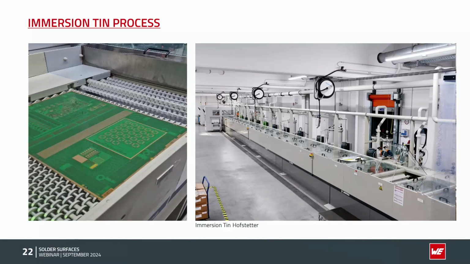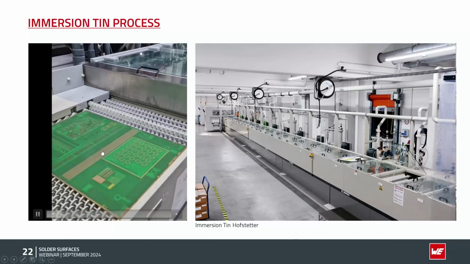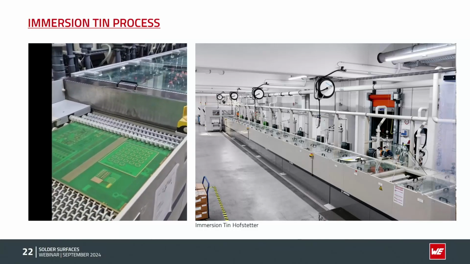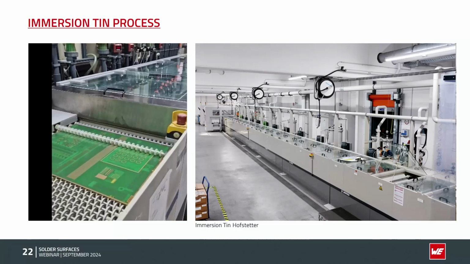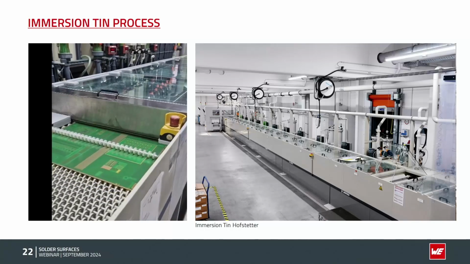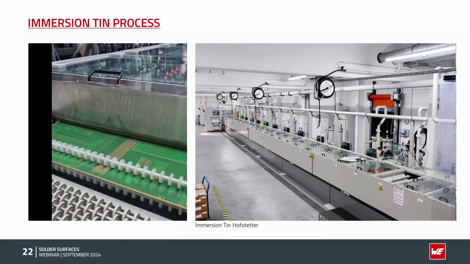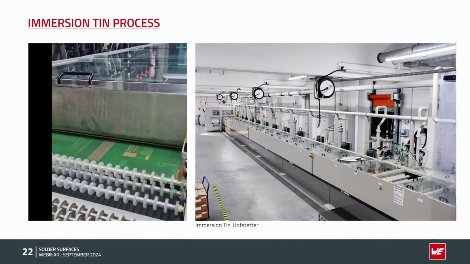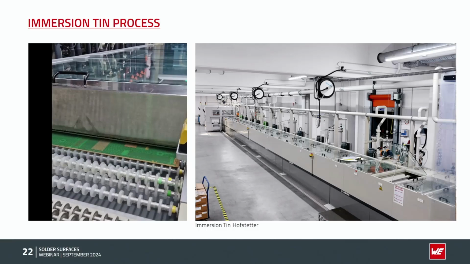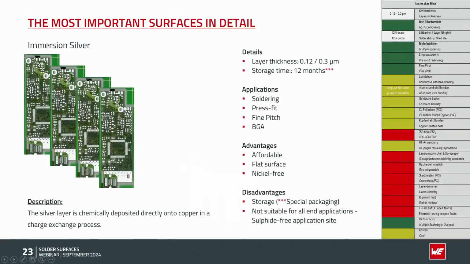So here we can see the process. It's a horizontal process, and here on the video we can see how the production panel moves into the process. And so how long does it take for the process, Bernd? 16 minutes. 16 minutes is the process time in this line until the deposition of the immersion tin has finished. Okay.